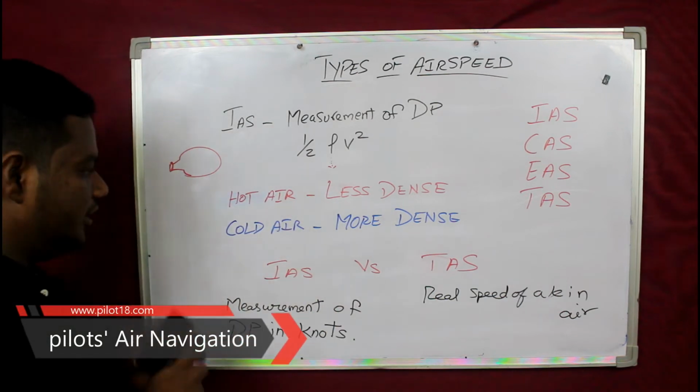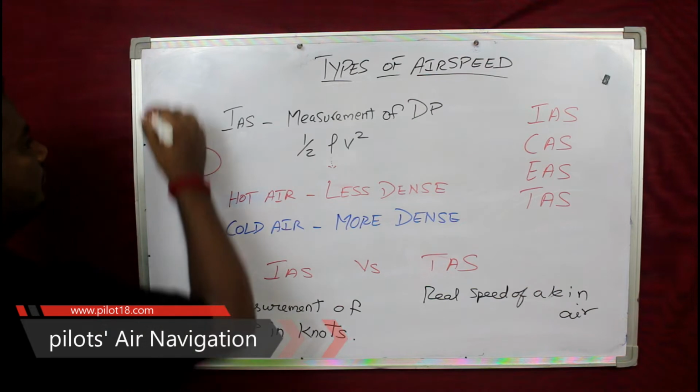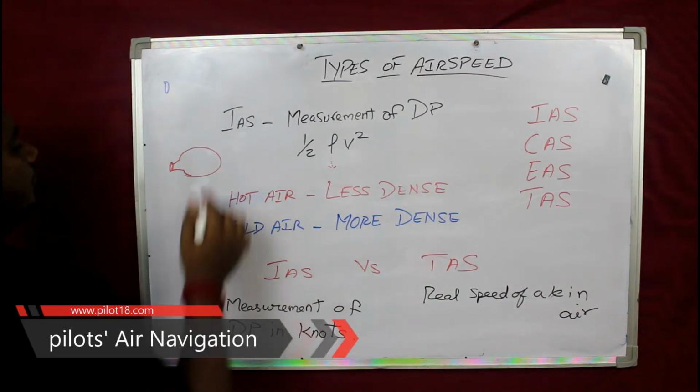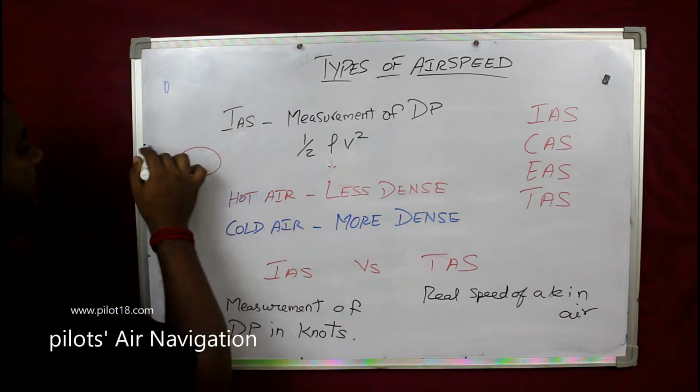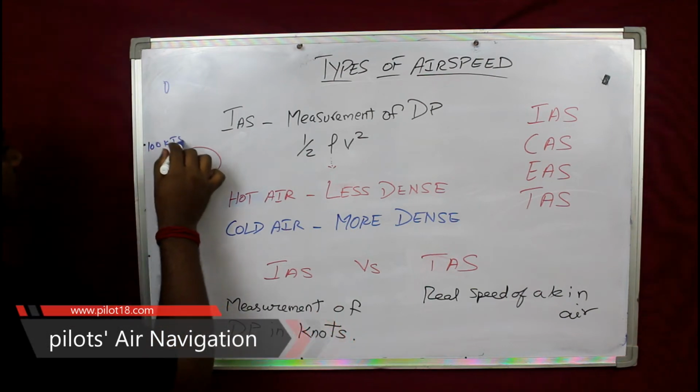So let's take a colder area. Let's say here the real speed of the aircraft is 100 knots.